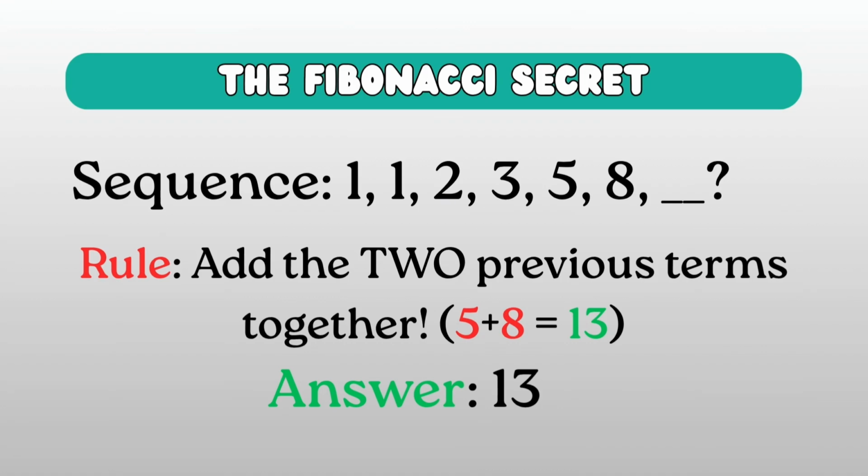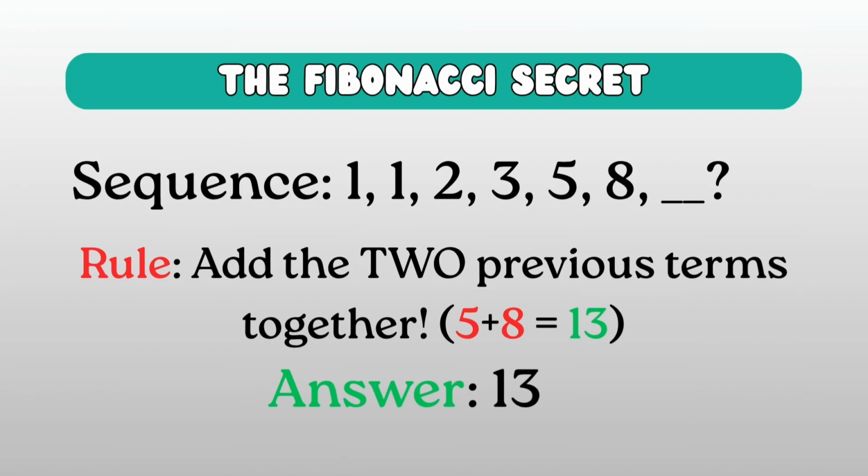When the gap method and the multiplier method both fail, you might be looking at a very famous code called the Fibonacci sequence. Instead of looking at a gap, the Fibonacci secret asks you to use the look-back method. The rule is, add the two previous terms together to get your next number.